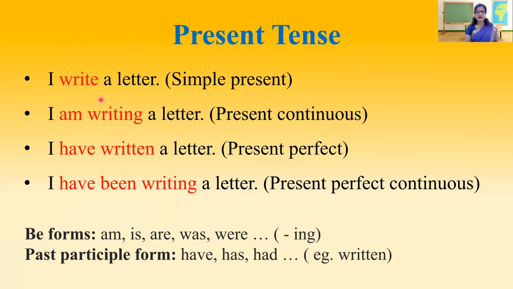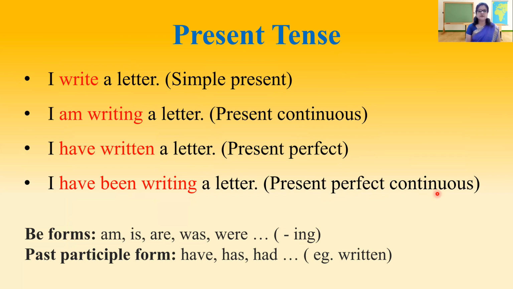Simple present, I write a letter. Present continuous, we can also say progressive tense. That is, I am writing a letter. Present perfect, I have written a letter. I have been writing a letter. That is present perfect continuous.